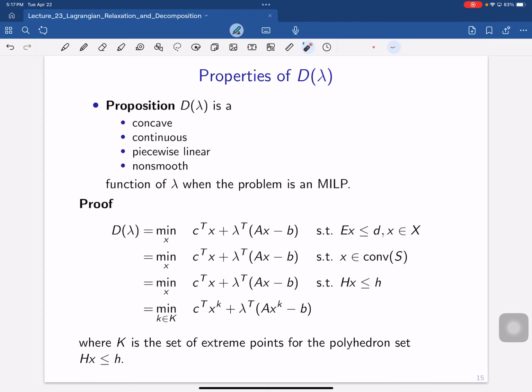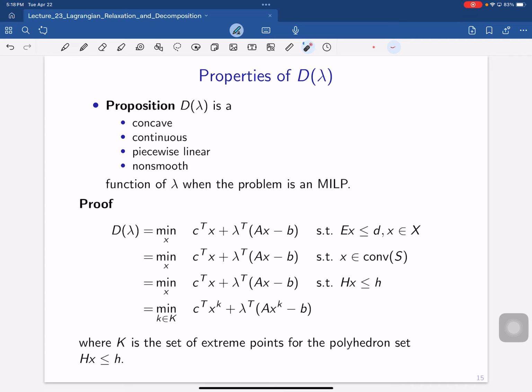Now, if you are minimizing a linear function over a linear inequality, it's a linear program. If it's a linear program, you know that the optimal solution is obtained at one of the extreme points. Let's assume this problem is bounded. It's not such a restrictive assumption. If it's bounded, then essentially this minimization problem is equivalent to picking over all the k, where k indexes the extreme points of this polyhedral set Hx less than or equal to lowercase h.